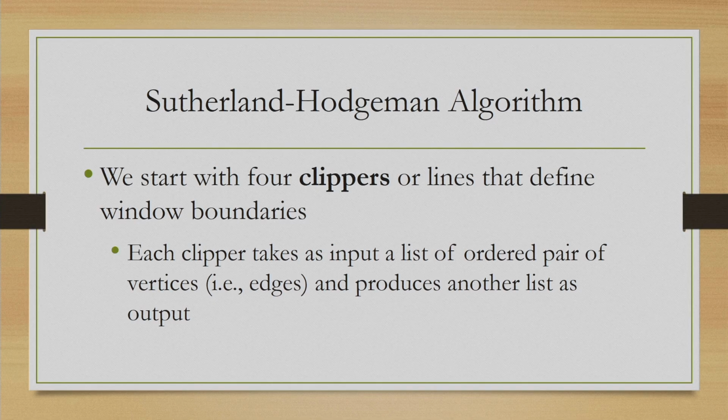Here in this algorithm, we start with 4 clippers. Now, these clippers are essentially the lines that define the window boundary. For example, if this is my window boundary, then each of these lines defining the boundary is a clipper. So, there are 4 clippers in 2D clipping, that is right, left, above and below.